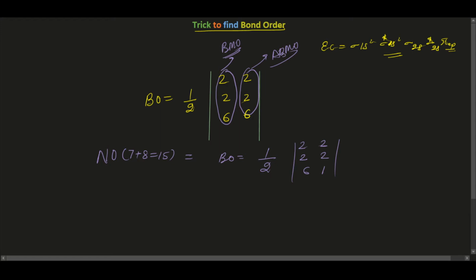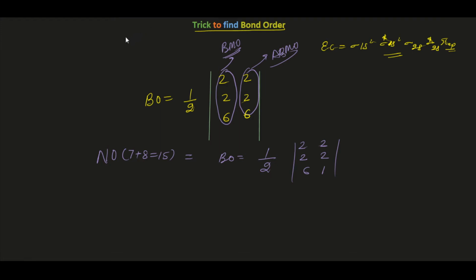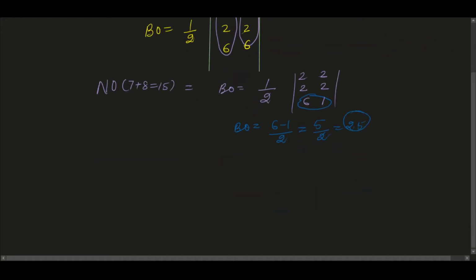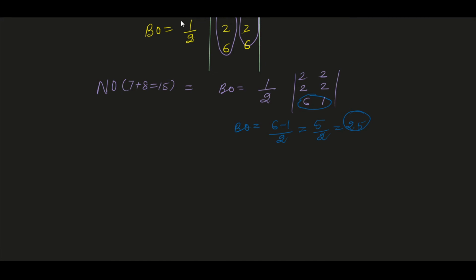And the bond order is the difference of the last row divided by 2. So bond order equals (6 minus 1) by 2, that is 5 by 2, equals 2.5. So this trick is a very easy way to find the bond order. Here you do not have to write the electronic configuration again and again. You can simply find the bond order of any element or any compound.